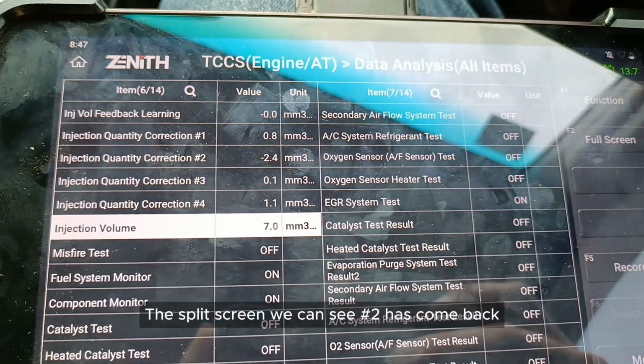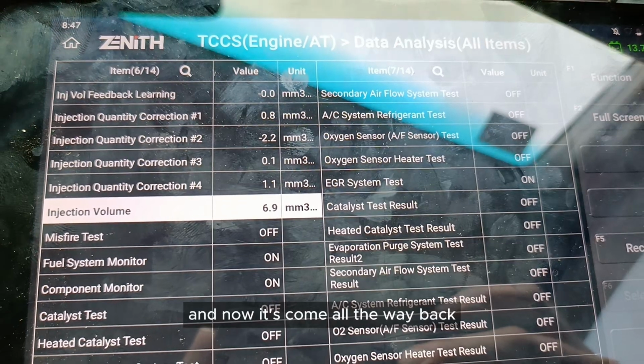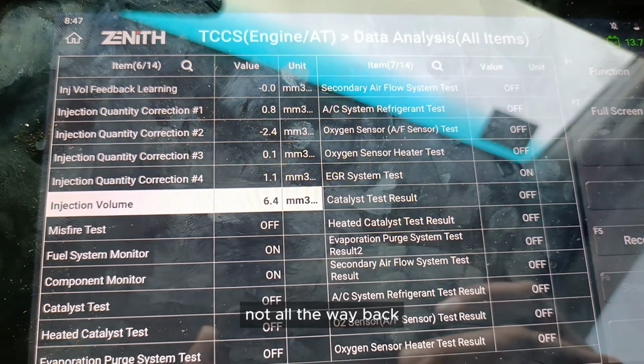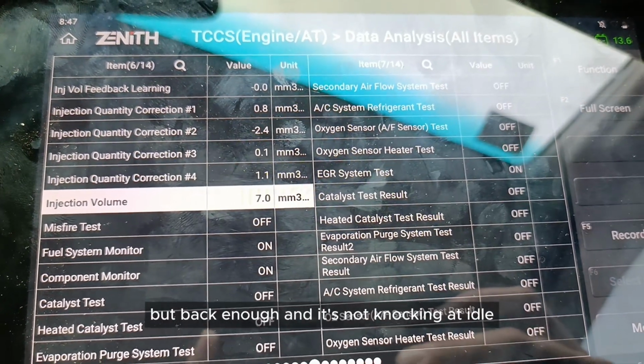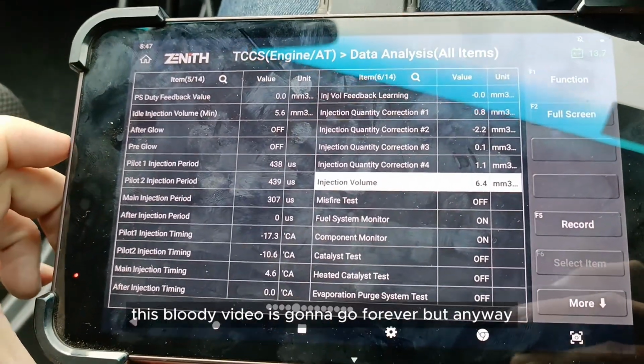The split screen, we can see number 2 has come back. So it was 5 a minute ago, and now it's come all the way back. Not all the way back, but back enough. And it's not knocking at idle. One last thing. This bloody video is going to go forever. But anyway, one last thing.